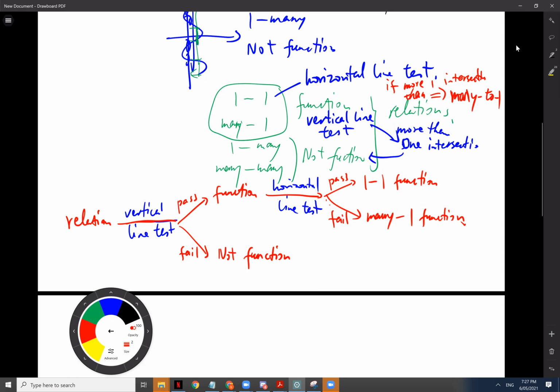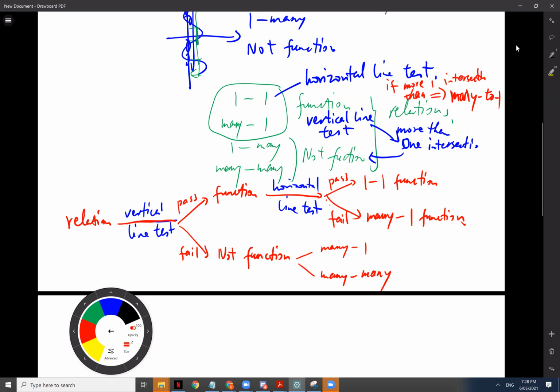Isabella, how about now? What's the meaning of one-to-one function, many-to-one function? You remember now? Okay. Not a function could be one-to-many or many-to-many, and you don't need a test. If you do the horizontal line test, pass is just many to one, fail is just many to many. You don't need to test. Okay.